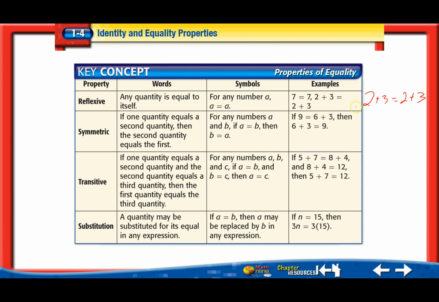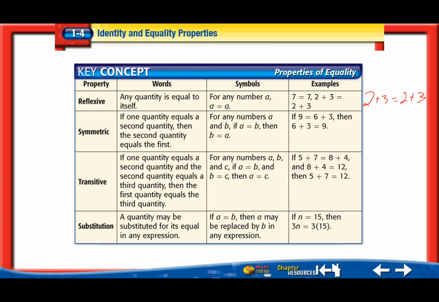That's going to come in handy later because we can do unto one side of the equal sign as we do to the other. Symmetric: if one quantity equals a second quantity, then the second quantity equals the first quantity. If a equals b, then b equals a. If 9 equals 6 plus 3, then 6 plus 3 equals 9. So I can switch them around and they end up being the same. That's symmetric.